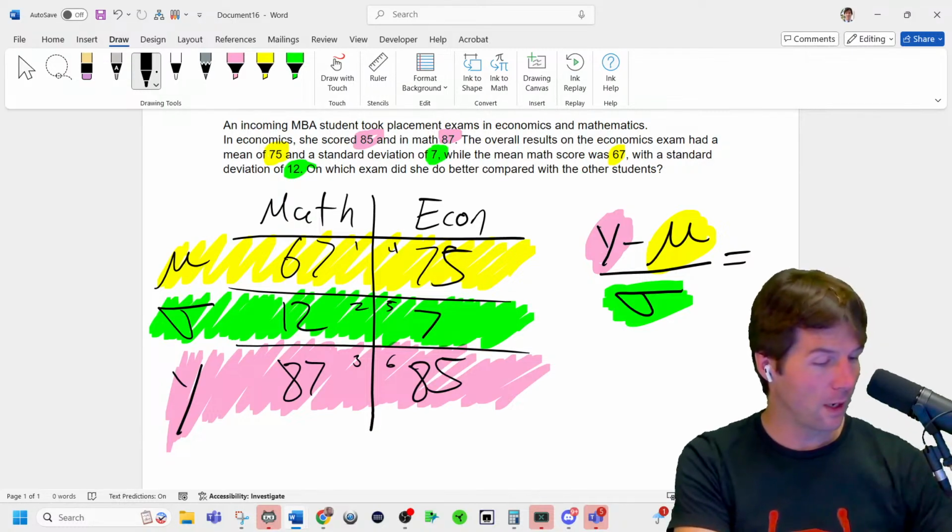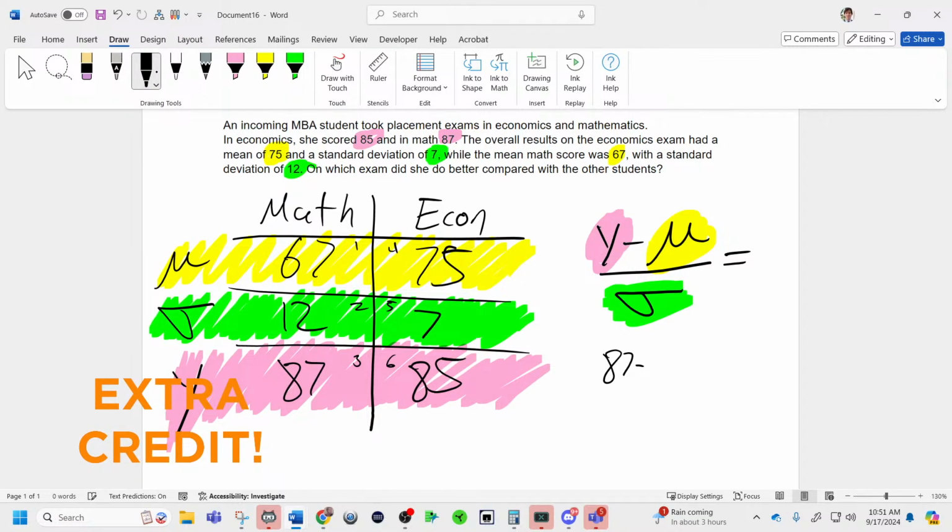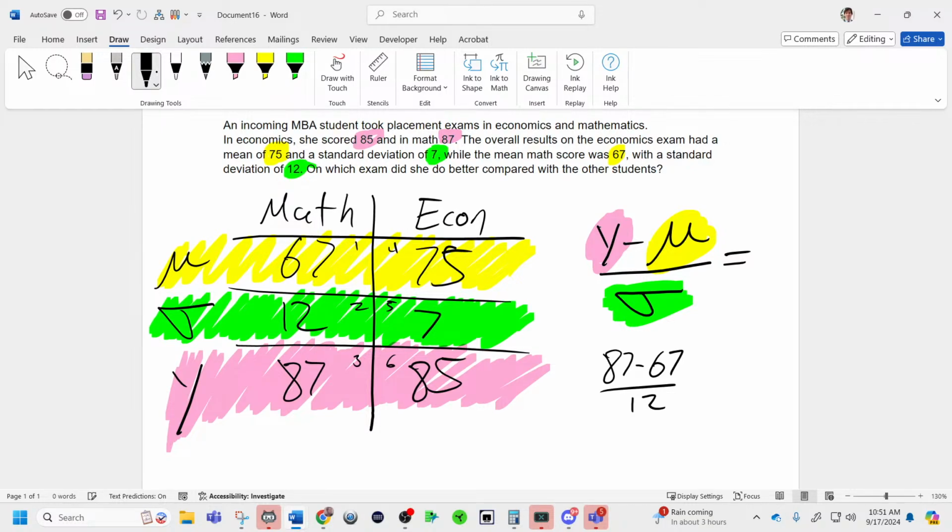So if you look at what we do now, that's music. That's not me disappearing. Great job on the deviation right there. And great job, Sophia, too. Let's raise some points. So 87 minus 67 over 12, that's 20 over 12. 20 over 12 is 1 and 8/12, which is 1.666, repeating. And then that is the one for the math.